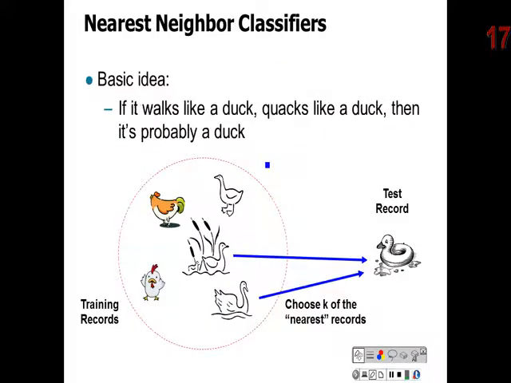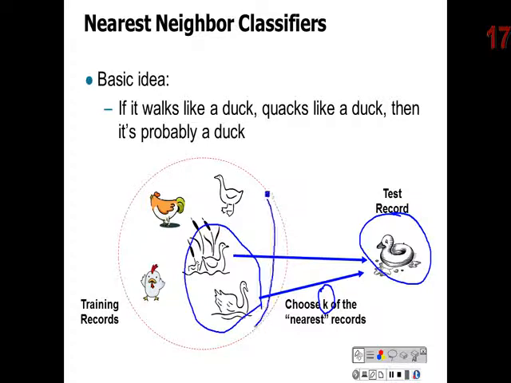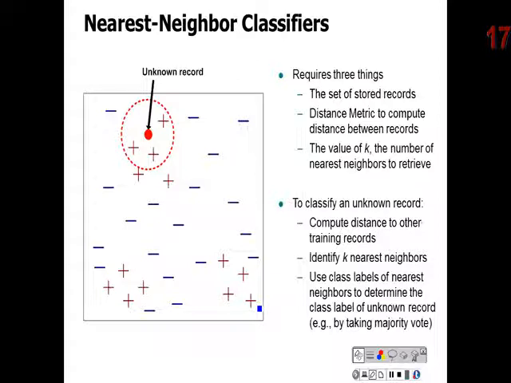Let's say this is a swan, and I want to test this instance. I will try to see which of those is nearest to me, and I can pick k equal to 1, so the one nearest to me is this one. If I pick 2, those two are the nearest. If I pick 3, those are the three closest to me. So here the distance plays a big role. This is the way it works.